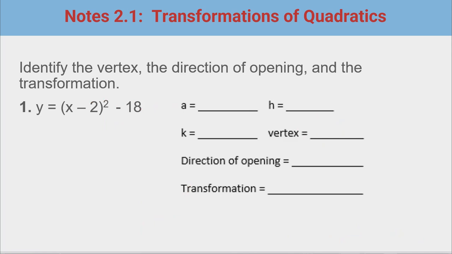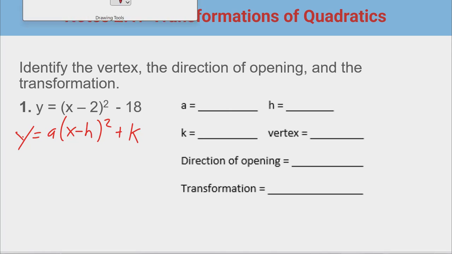So for example 1, that generic formula y equals a times x minus h squared plus k. Okay, so this particular example does not have an a value listed right here. Right? There is no a value out in front of what is getting squared. So in that case, my A value is positive 1.